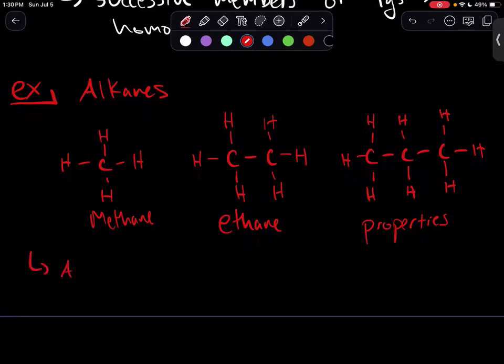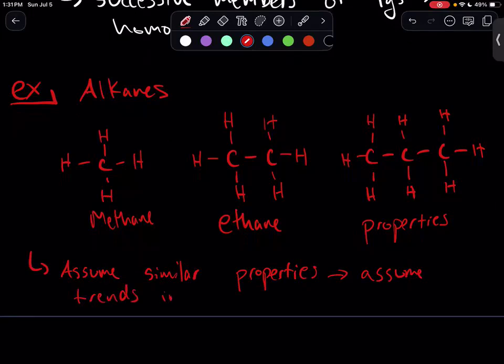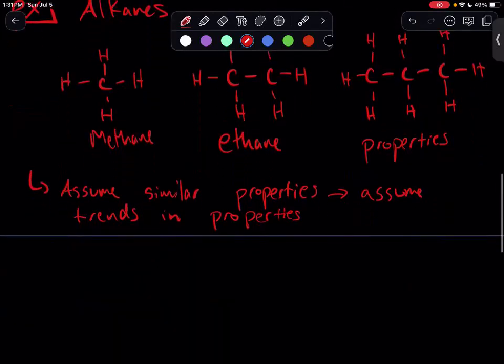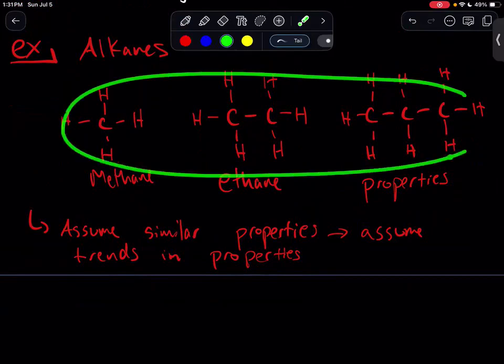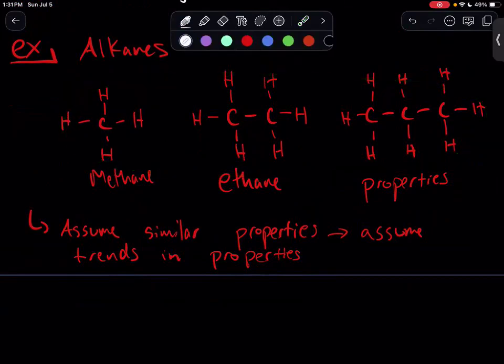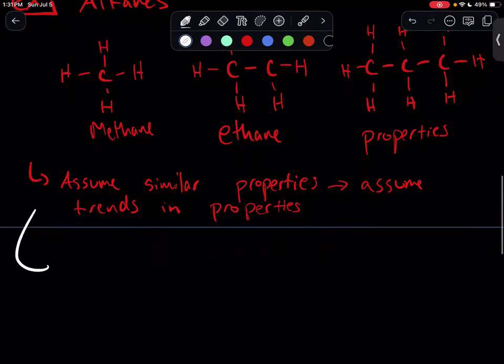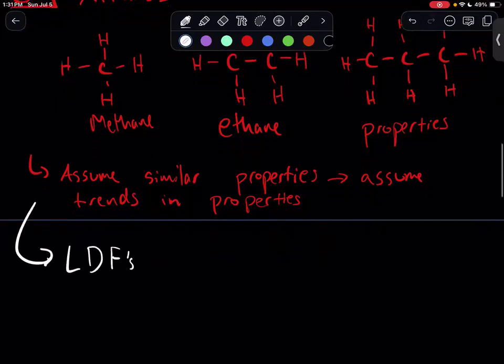So we can assume similar properties. Furthermore, we can assume trends in properties. Now, when we're looking at these chemical and physical properties, what we generally have to identify is the type of intermolecular forces. In this case, these are all non-polar, and so we can expect that for our alkanes, these are all going to be London dispersion forces, or LDFs. That's going to be the main force that's governing it.